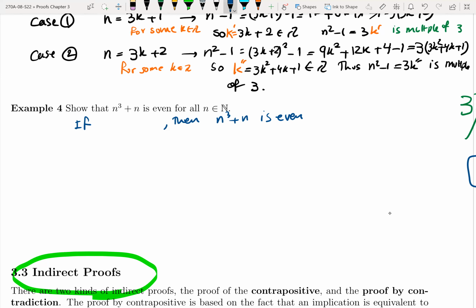So what do we have as the if, or what is the assumption? For all n an element of the natural numbers. Yeah, so that's exactly it, n is a natural number. So n is an arbitrary natural number, that's given, then you want to show n cubed plus n is even. This is the P statement, which we call the hypothesis. That's what you know. And this is the Q statement, and that is what you wish to show is true. You don't know it's true, but you wish to show that's true, okay? That is the conclusion.